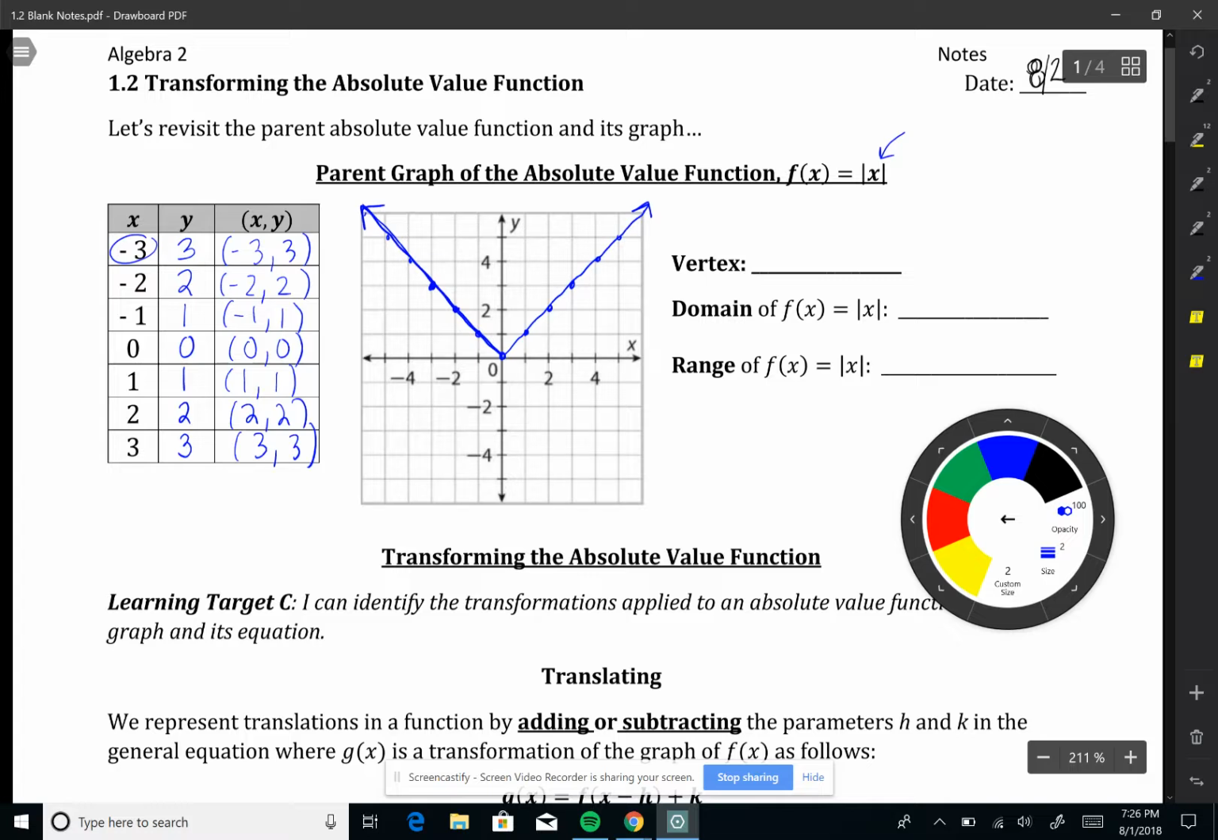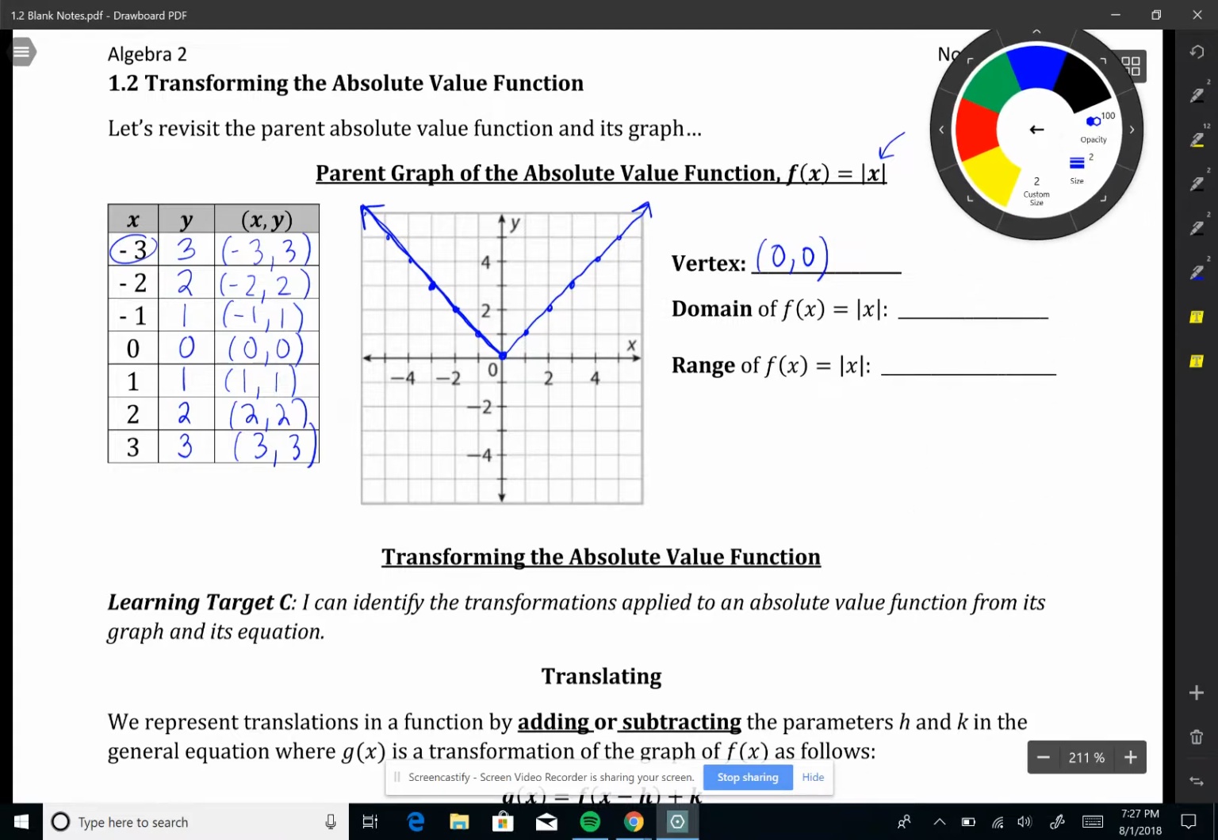Okay, so we have some important pieces of this graph. The first one, we did talk about the vertex the other day. The vertex sits at (0, 0). That's going to be a very important point for us when we start translating this graph, moving it around. Also, some terms that we should revisit that we should know about are domain and range. Remember that the domain of a function includes all the x values for which the function is defined.